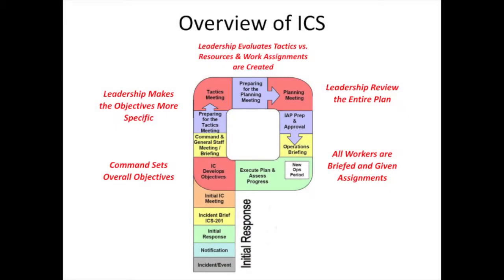So the tool that we use for this planning process is called the Planning P, which you've probably seen if you took the online classes but maybe didn't really understand. Or maybe you did for the 5 minutes while you were taking the class and it was gone.